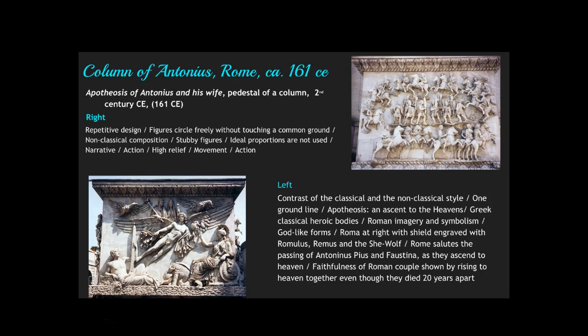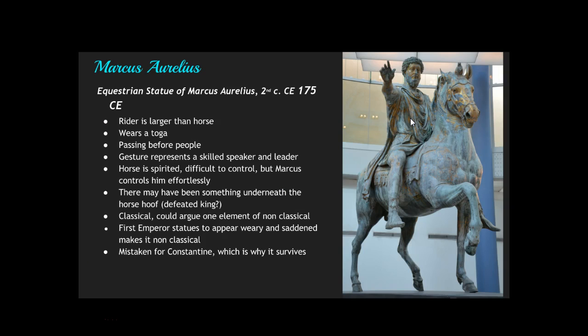It was a column that was erected to honor Antoninus. We've got repetitive design. These are two different sides of it, so we've got the right and the left. So it is comparing and contrasting and starting more into a new type of design, which is up here on the right. Marcus Aurelius. This is propaganda art.